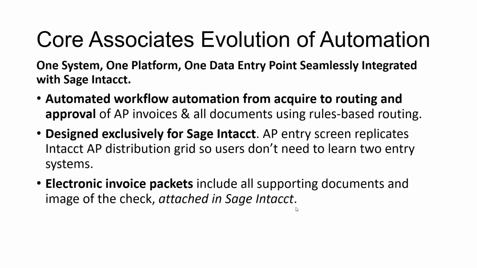Again, where we're starting here is at the automated workflow automation of AP invoices and associated documents using rules-based routing. This product was designed exclusively for Sage Intacct, so the AP entry screen will replicate the experience that would take place within Sage Intacct. The distribution grid works the exact same way. And we've also created the opportunity for documents, invoices, supporting documents, all the way to the check, to be attached within Sage Intacct. I'll show you an example of how we can go through the process of retrieving and seeing those documents.